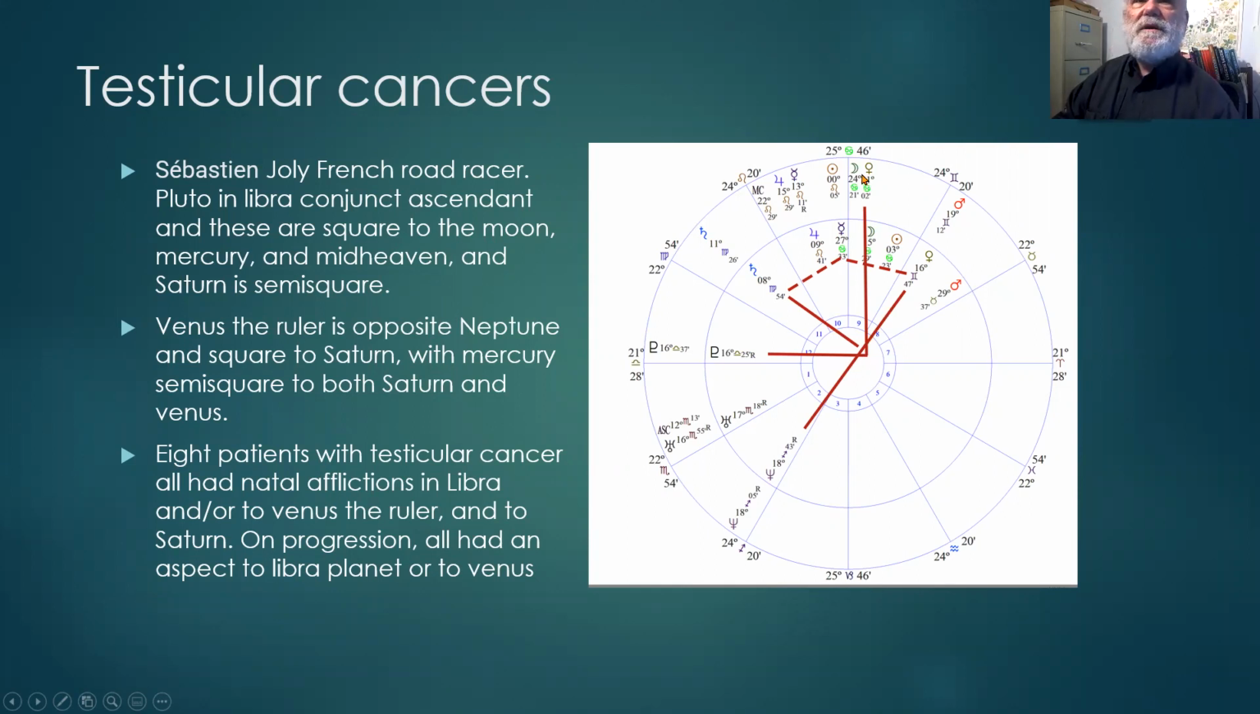So we have this square discord in here, and then the ascendant is square to the Moon and square to the midheaven and to Mercury. And then Venus over here is square to Saturn, our general ruler of Cancer, and opposite to Neptune.